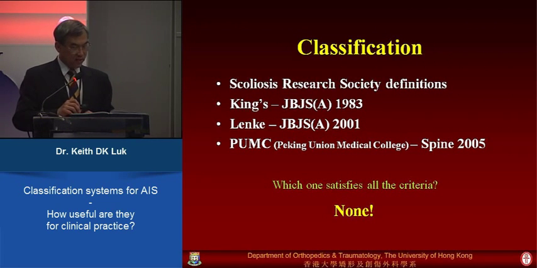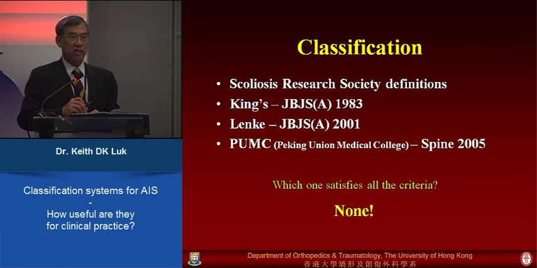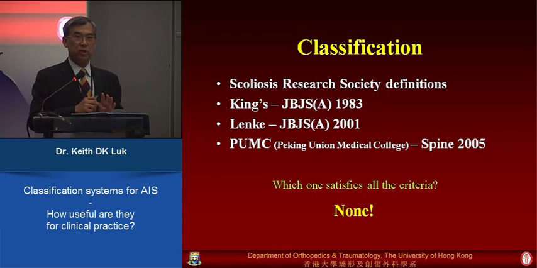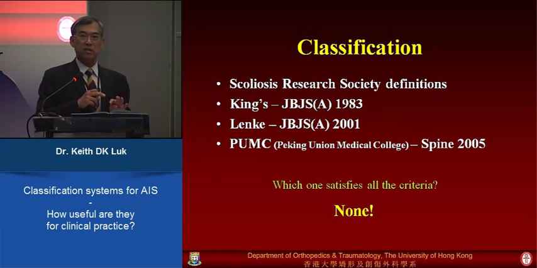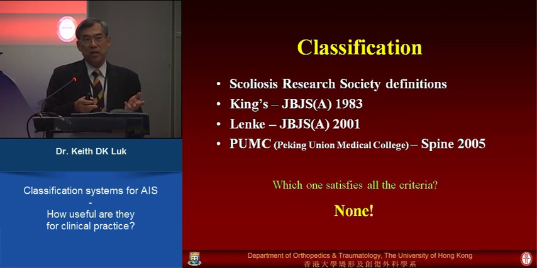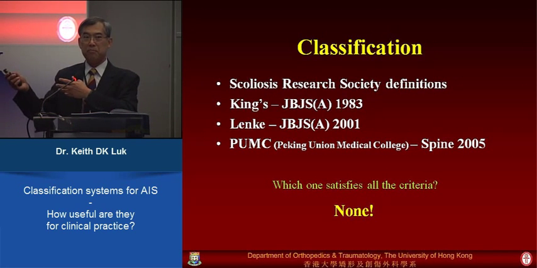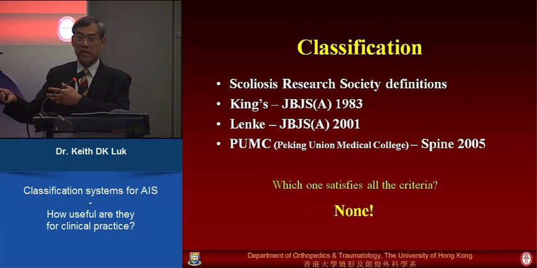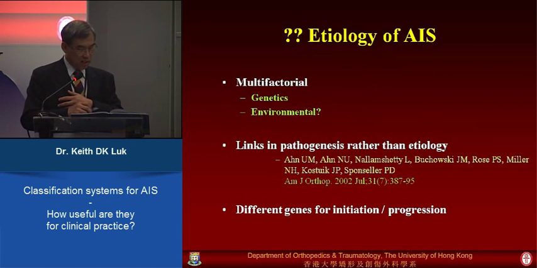So we have all these classifications. Which one of these would satisfy the criteria that we set out to satisfy? I would say none, not yet. We cannot prognosticate which curve is going to progress. We cannot tell exactly which level is the best way to fuse. And we do not know whether a type 1 curve has got the same problem as a type 5 or type 6 curve. Okay, so that will only come if we could understand the etiology of AIS.